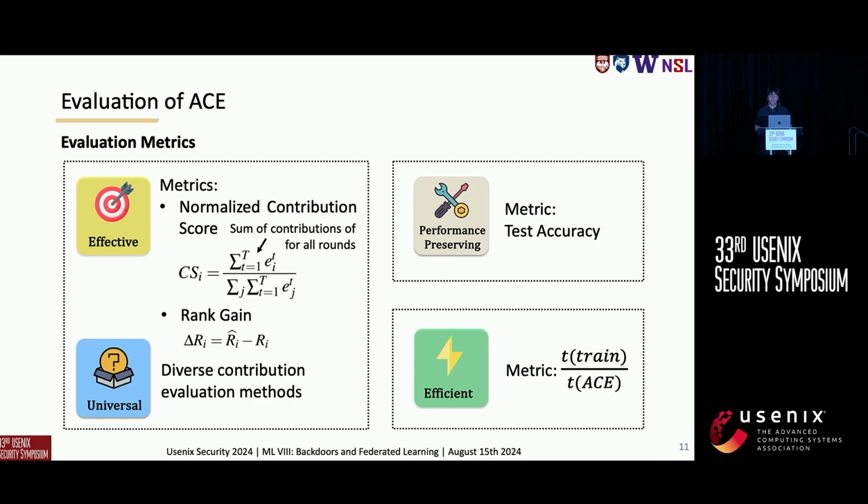In the evaluation, we also designed several metrics to reflect our design goals. To evaluate effectiveness, the first metric is the normalized contribution score, obtained by summing all the contributions across rounds and normalizing. We also calculate the rank gain, which is the rank difference of a certain client before and after applying our ACE algorithm. For example, if the rank of a client is 10, which is the lowest if we have only 10 clients, and after ACE it increases to 1, then the rank gain is 9. For showing performance preservation, we use the test accuracy, and for showing efficiency, we use the ratio between the computational cost of using the training dataset and our ACE.